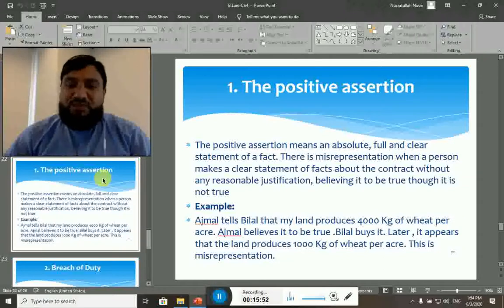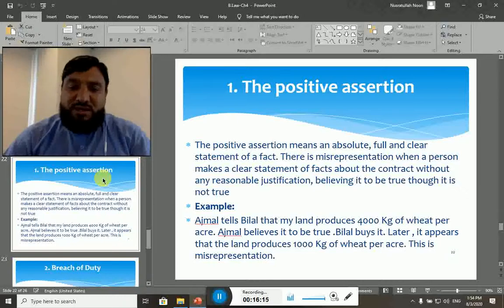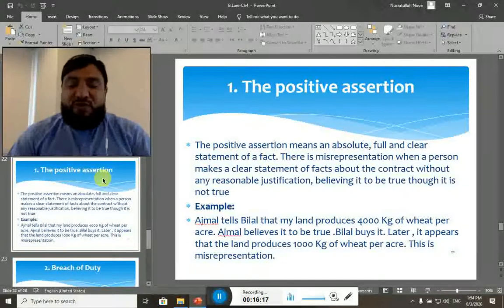The positive assertion means an absolute, full and clear statement of fact. There is misrepresentation when a person makes a clear statement of fact about the contract without any reasonable justification, believing it to be true, though it is not true. Like, you cannot provide justification, but you just claim, you exaggerate, right? Such exaggerations in business dealings are not accepted. So we have to be careful when there is exaggeration from the other party. We have to make sure whether it is true or not.